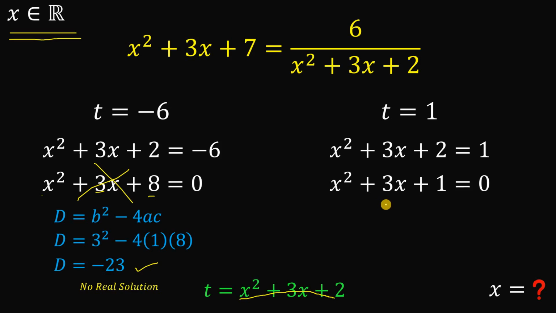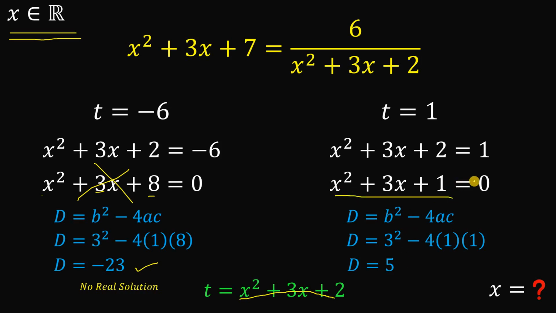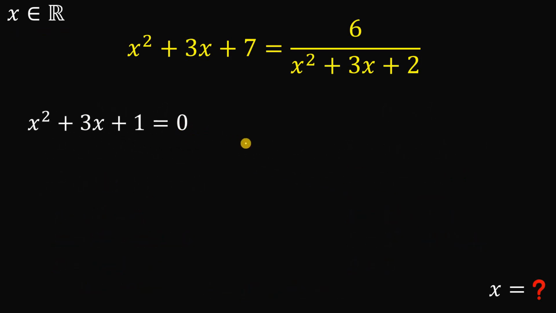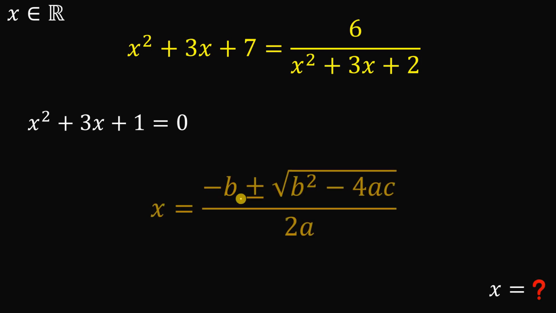Now, how about the second case? So, let's get the discriminant. Let's replace b, a, and c. And if we simplify this, we have equal to 5. Since 5 is a positive number, therefore, we found real solutions in this quadratic equation. So, let's focus on this quadratic equation. Since it is not factorable, we will use the quadratic formula.